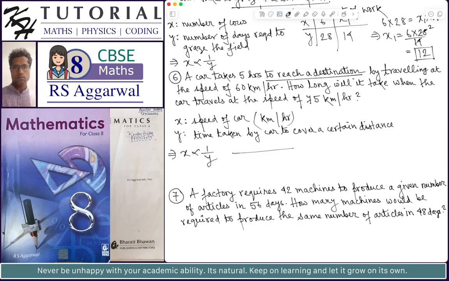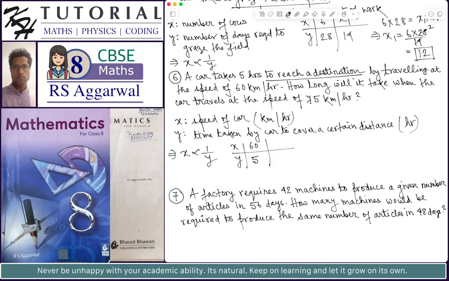So if we plot some data, create a table. It is given that the car takes 5 hours to reach a destination. Now time taken by a car to cover a certain distance, this is in hours. From the first data, the car takes 5 hours to reach a destination by traveling at a speed of 60 km per hour. So from the first set of values we get 60 for x and 5 for y.